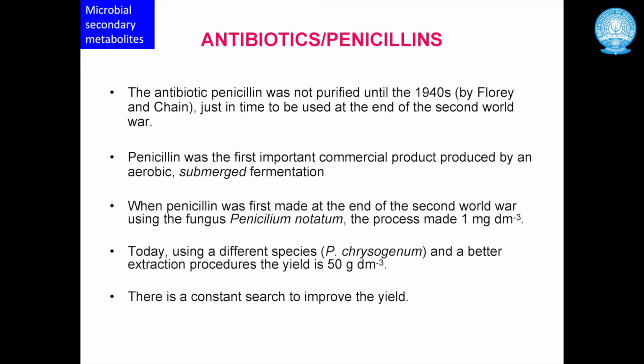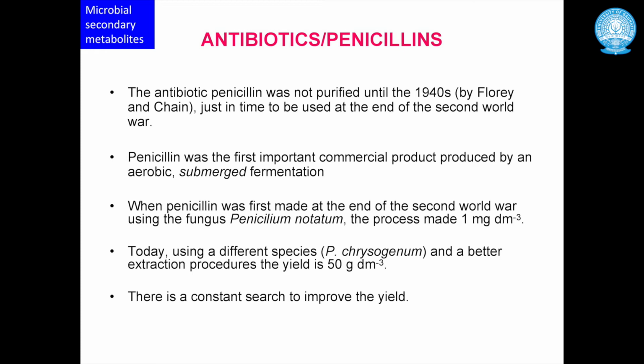Today, this efficiency has increased to 50 grams from 1 milligram of penicillin. Now it is 50 grams, so there is a 50,000 times increase in the efficiency of the penicillium strain by using Penicillium chrysogenum. Earlier it was Penicillium notatum, but now it is Penicillium chrysogenum. But still, the achievement is remarkable. That is a 50,000 times increase in the efficiency.